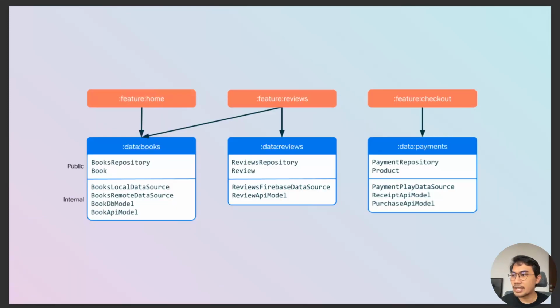Let's move on to the data module. The data module contains the repository. This repository can delegate the actual work to the implementation classes. In this picture, there are book local data source that talks to the database, book remote data source that communicates with the server, and payment play data source that I assume talks to the Google Pay API.